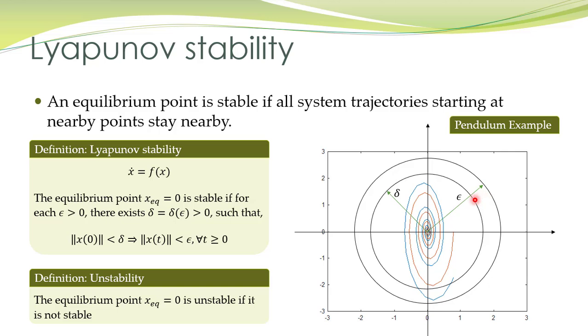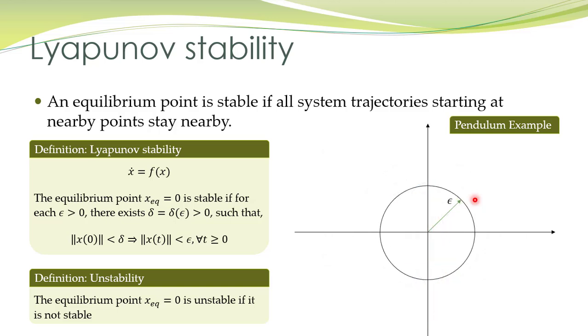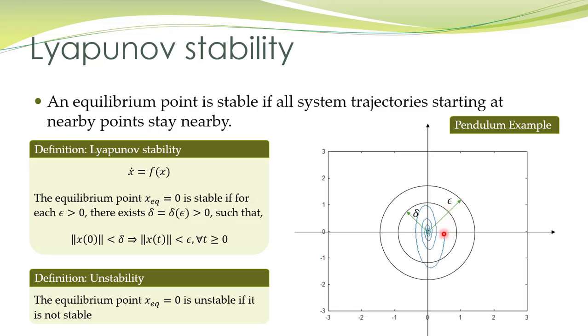Here is one possible situation, and let's say we take another value of epsilon which is smaller than the previously taken epsilon. Corresponding to this epsilon, there is another delta such that trajectories starting from within this circle stay within this bigger circle. Hence, the equilibrium point at origin is stable.